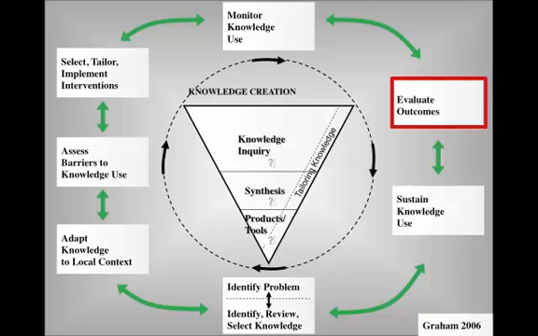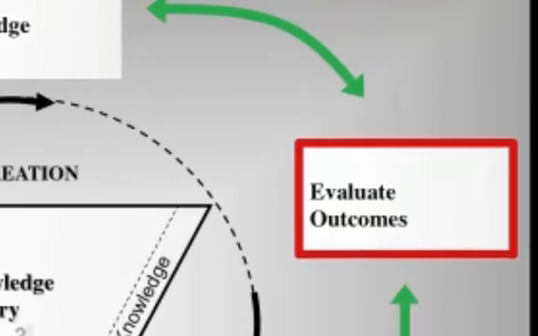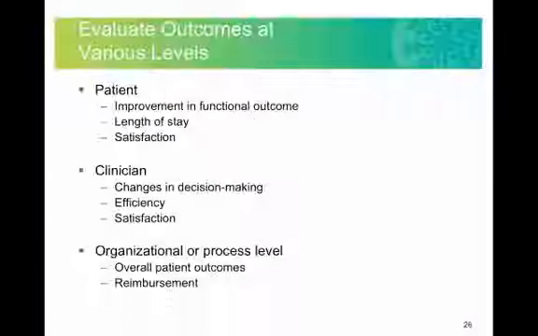The next step in the Knowledge to Action framework is evaluate outcomes. It's important to evaluate outcomes at various levels, including the patient level, the clinician level, and the organizational or process level. At the patient level, look to see if the patient's improved in functional outcome, whether the length of stay is changed in any way, and whether the patient is more satisfied with his or her care.